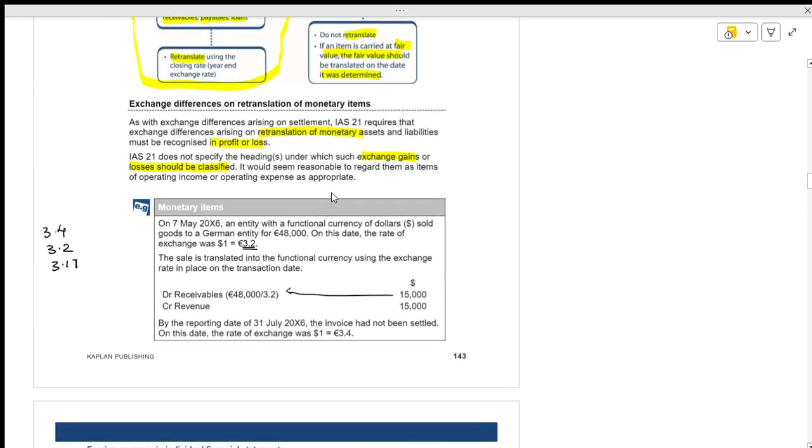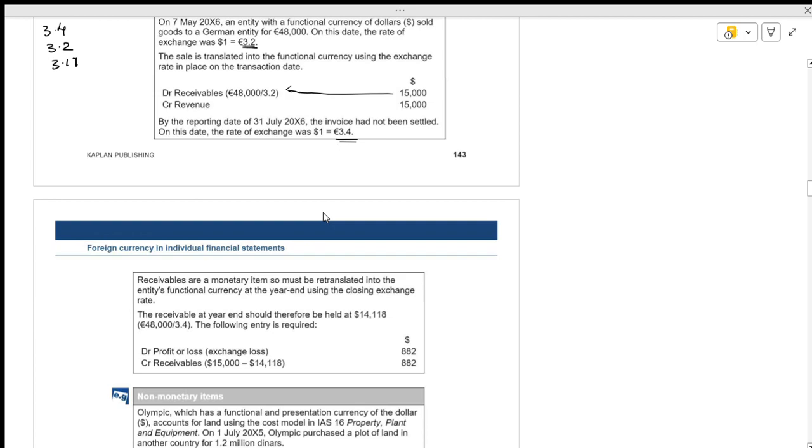Whatever is on the invoice has to be shown in the invoice, and whatever we are going to receive at the date of settlement, we have to take the rate that exists on that date of settlement. By the reporting date, what will happen? The invoice has not been settled on this date. The rate of exchange is 3.4. $1 becomes how many? 3.4 euros.